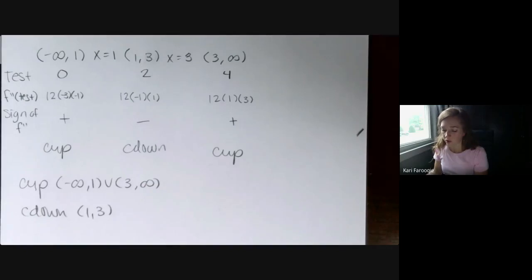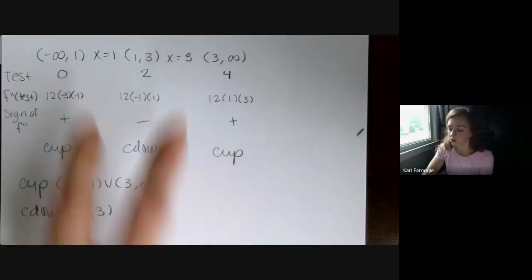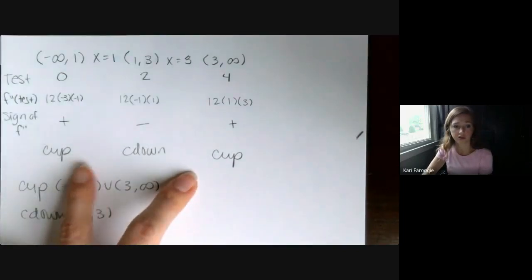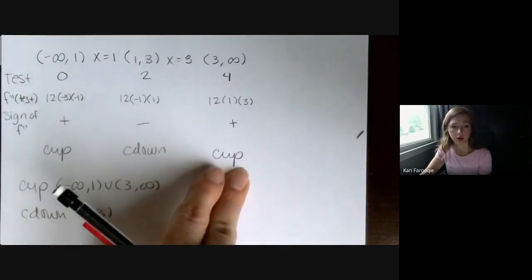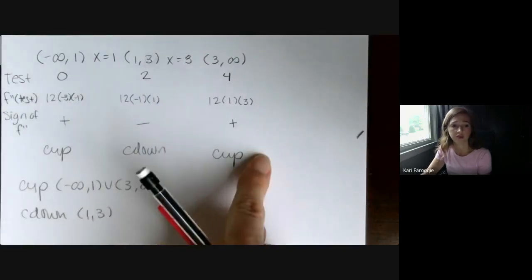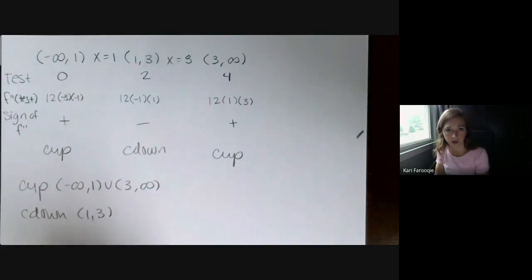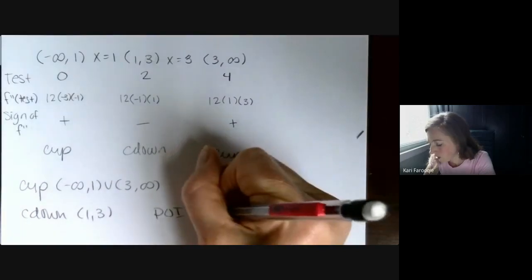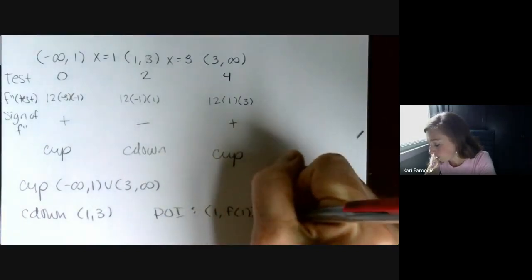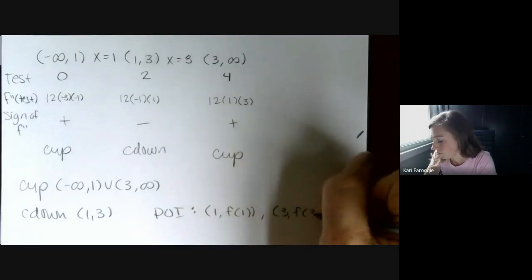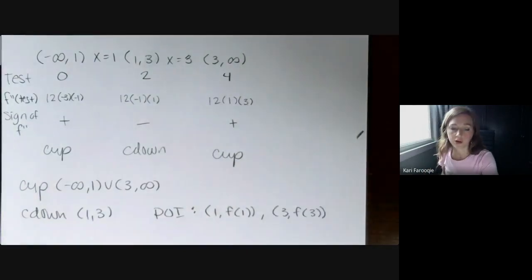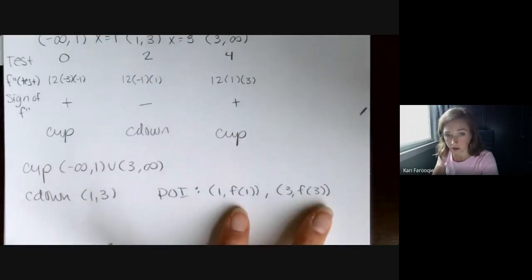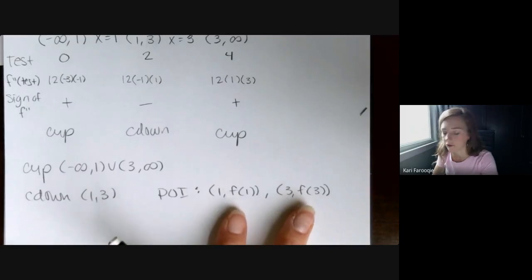You're also going to be asked for the points of inflection, and those are going to occur at x equals 1 and x equals 3, because notice that your concavity went from up to down and from down to up. So the concavity changed on both sides. So both of these would represent x values for your points of inflection. So your points of inflection would be at 1, f of 1, and 3, f of 3. Remember here, we're looking at the actual function value and not the value for the second derivative when we're trying to find the point on the graph.